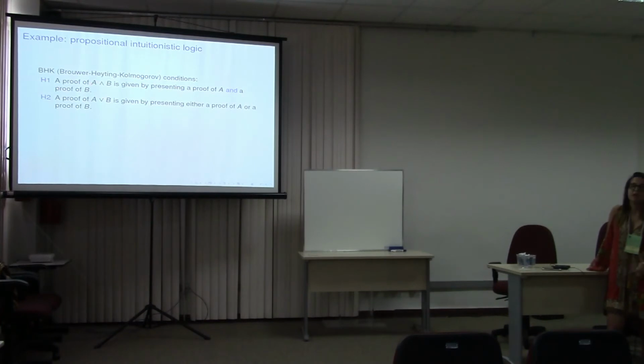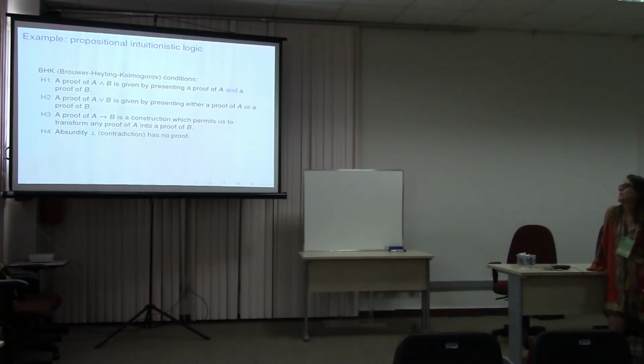For A or B, it'll be what? If you have a proof of A, or if you have a proof of B, then you have a proof of A or B. How about implication? I'm not going to talk about the philosophical interpretation of this. I'm just going to state the BHK condition. How can you prove A implies B? If you have a proof of A, and this leads to a proof of B, then you have a proof of A implies B. You cannot prove false. And you can always prove something from itself, right?